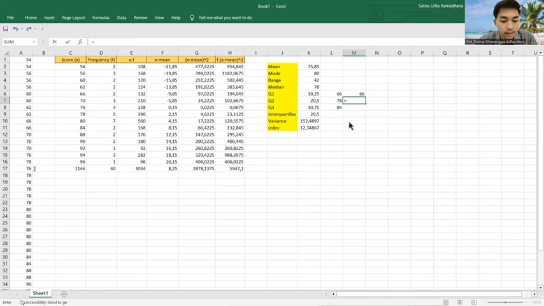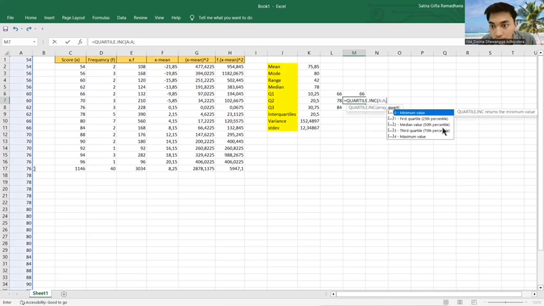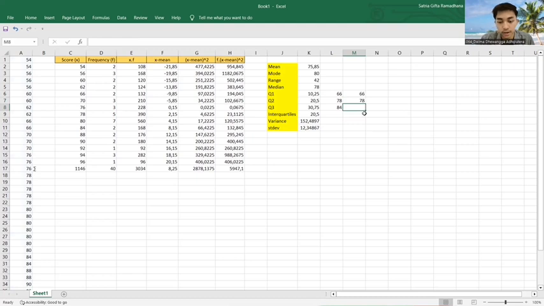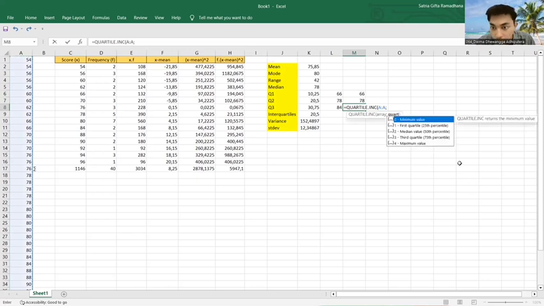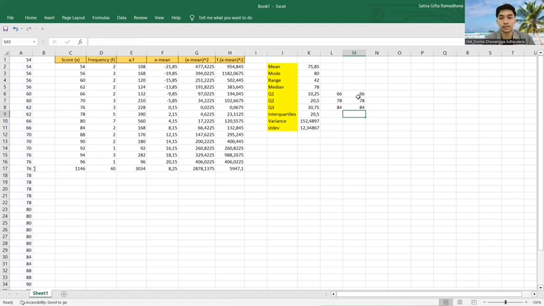And do the same with quartile 2 and quartile 3. Equal, QUARTILE.INC, double click, block all the data, and then semicolon, second quartile, and enter. The same, right? And the last thing is do the same. Block all the data, semicolon, third quartile, enter. All of this is the same.